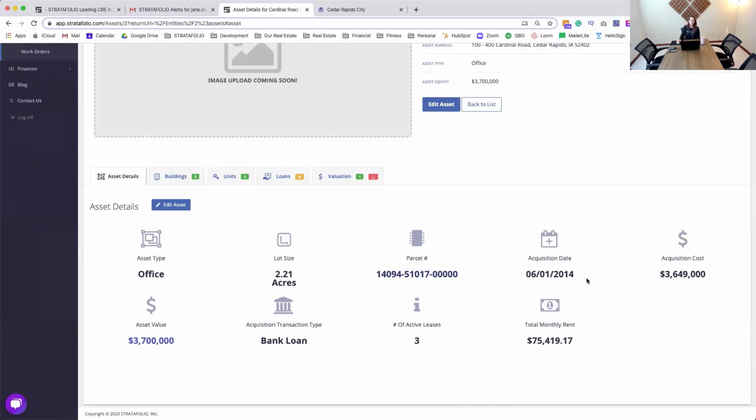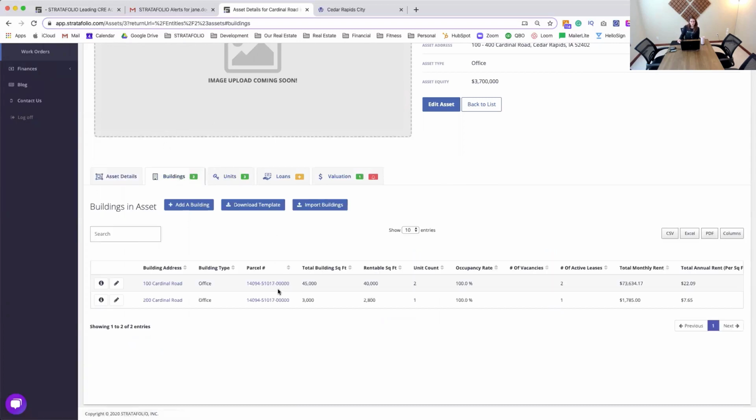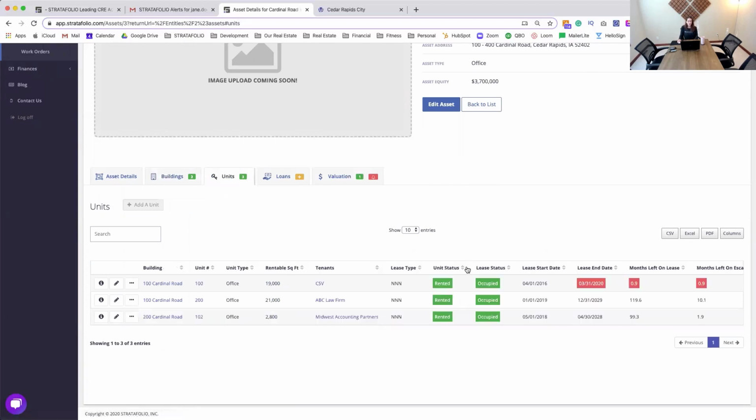Then we also have information here about when you purchased this property. I think I call this a multifamily, but it's actually an office building. It was purchased in 2014. We acquired it for $3.6 million. The current asset value is 3.7. If you want to look at the individual buildings, you can go look at those individual buildings. And then here are the 3 tenants that are across those buildings.